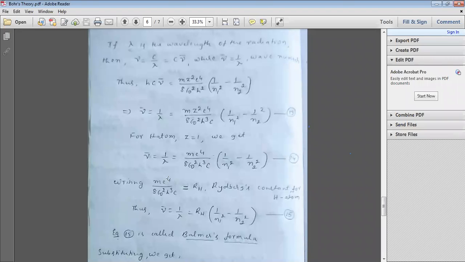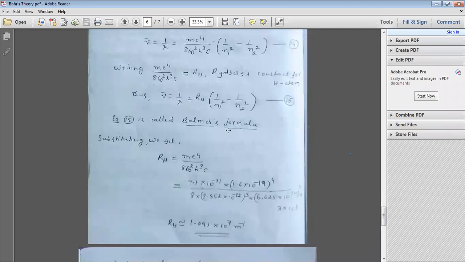This whole term m e power 4 divided by 8 epsilon square h cube into c is written as R. R means Rydberg's constant, H means for hydrogen atom. So it is Rydberg's constant for hydrogen atom. Therefore, if you substitute RH, you are going to get nu bar is equal to 1 by lambda, and that is equal to RH into 1 by n1 square minus 1 by n2 square. That is equation 15, and this equation 15 is what we call Balmer's formula.